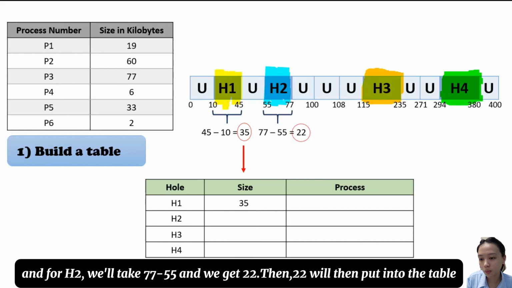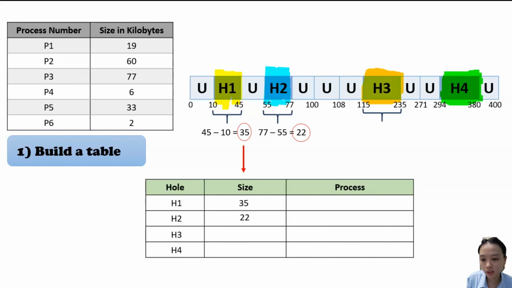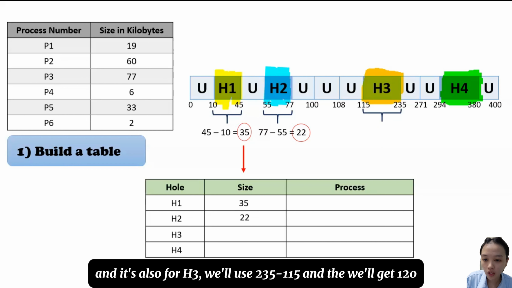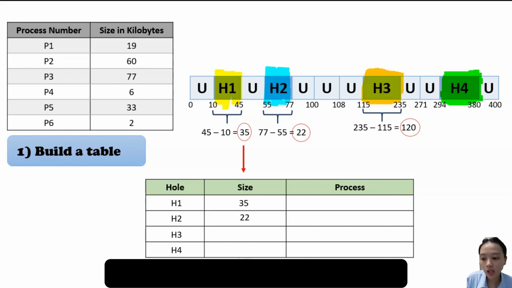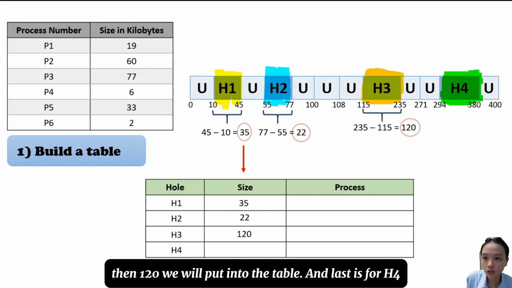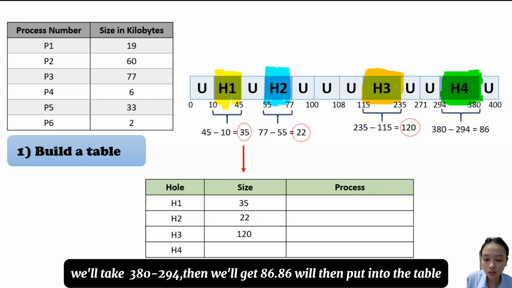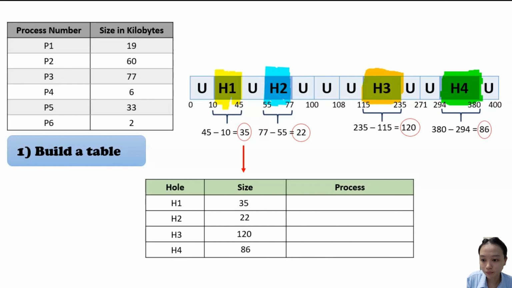And for H2, we will take 77 minus 55 and we get 22. Then 22 will be put into the table. And it's also for H3, we will use 235 minus 115 and then we will get 120. Then 120 we will put into the table. And last is for H4, we will take 318 minus 294, then we will get 86. So 86 will then be put into the table.